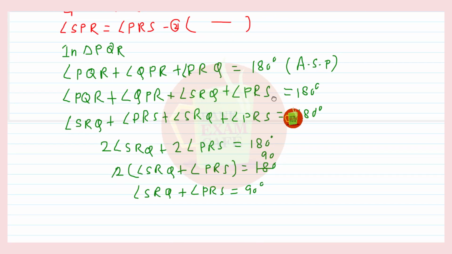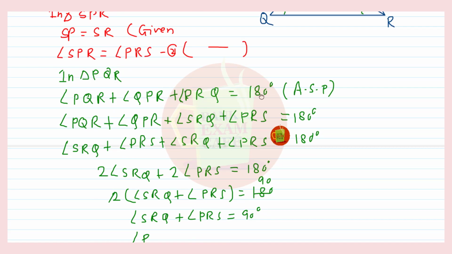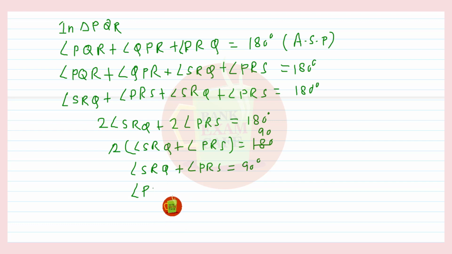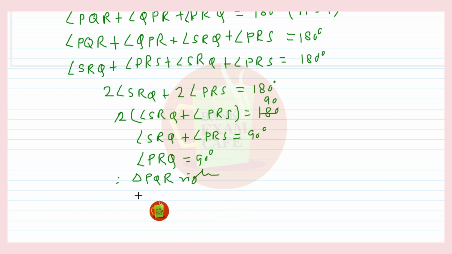So further we can write angle PRQ, which is equal to 90 degrees, and therefore that triangle PQR is a right angle triangle, and therefore applying the Pythagoras theorem we can prove that PQ square is equal to PR square plus QR square by Pythagoras theorem.